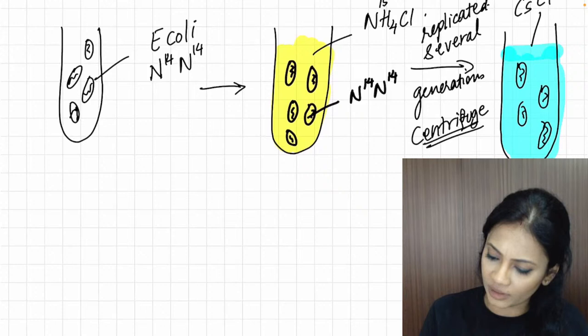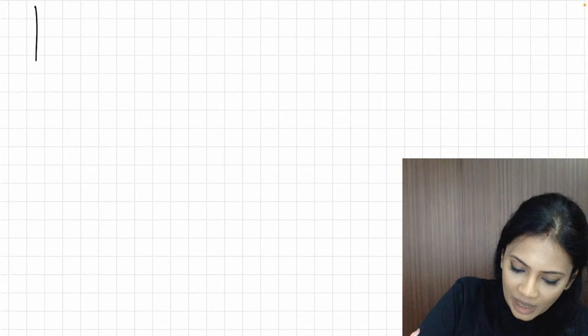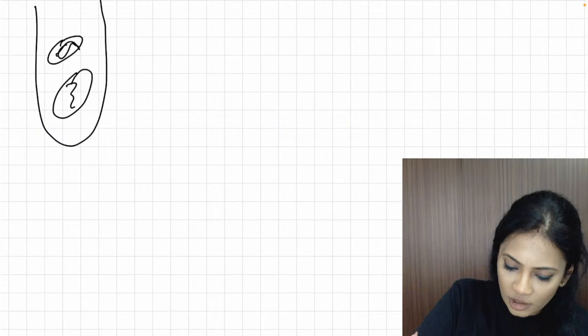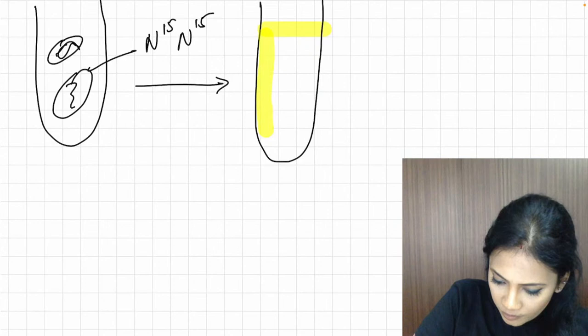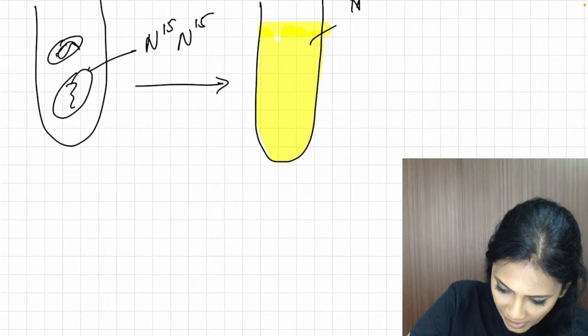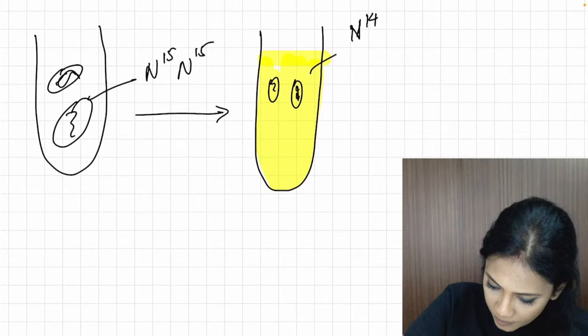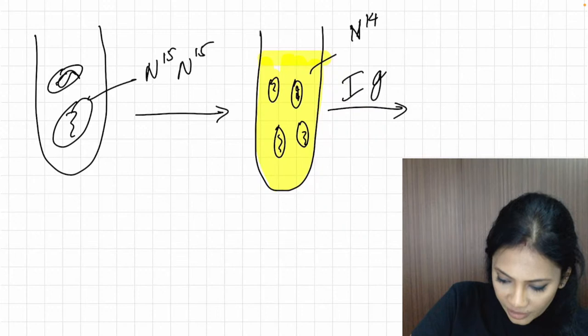Now, you have E. coli with N15. Put it in a solution. Which solution? N14 solution. Put it in N14 solution. Okay? And one generation, 20 minutes.